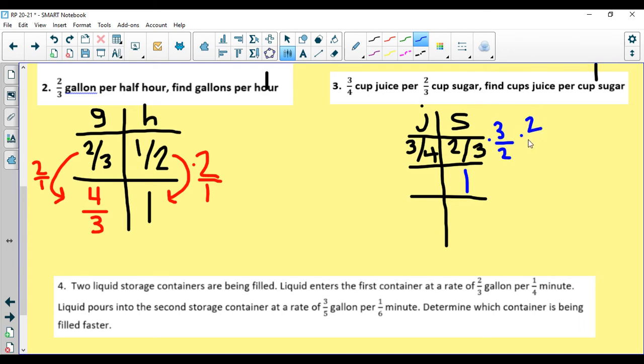If I multiply 2/3 times 3/2, and let me write that 2/3 over here so you can see it a little more clearly, if I go across, 3 times 2 is 6. 2 times 3 is 6. And we know that 6/6 simplifies to 1. So that's going to help me scale up to 1. So now I'm going to multiply 3/4 by 3/2.